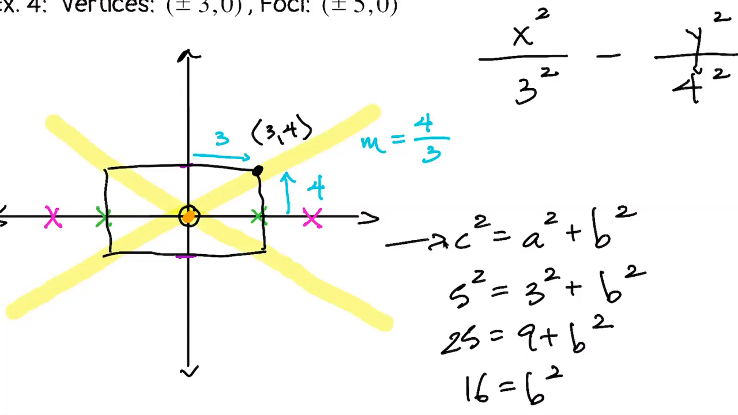You could say, okay, I'm going to start from here and I'm going to go to this point. So you go down 4 units and you go over 3 units. So your slope for the second asymptote will be negative 4 thirds.